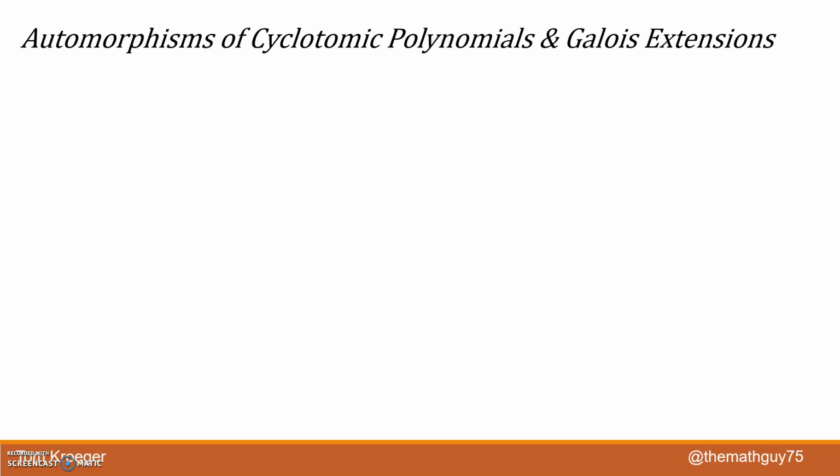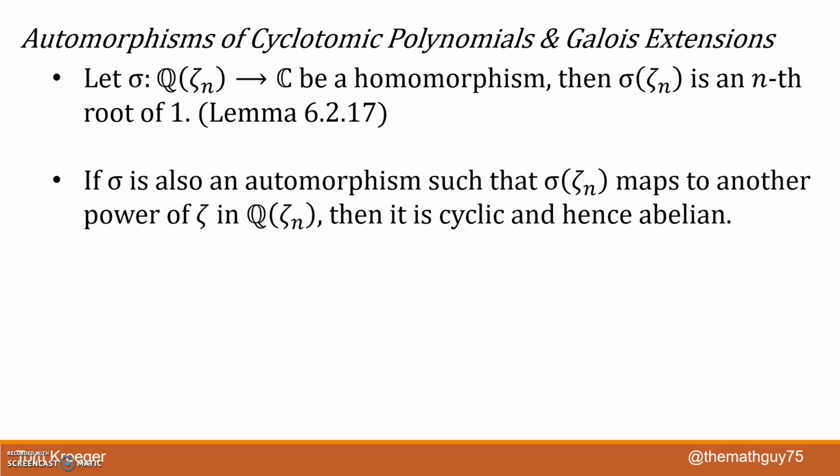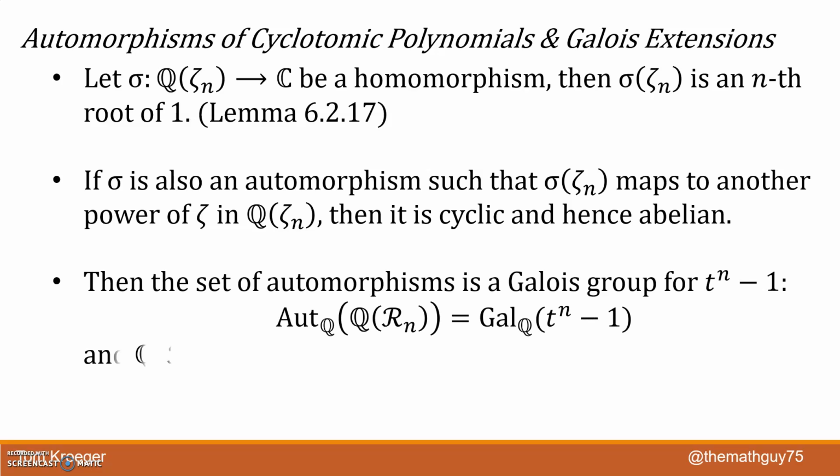Automorphisms of cyclotomic polynomials and Galois extensions. And we're moving into Galois theory here. Okay, let sigma be a homomorphism, then sigma on zeta would be an nth root of 1. That's a lemma from our book. If sigma is also an automorphism, such that sigma on zeta maps to another power of zeta in Q adjoins zeta, then it's cyclic and abelian. Then the set of automorphisms is a Galois group for t to the n minus 1. And the extension field on the set of automorphisms on all the zetas is also Galois.